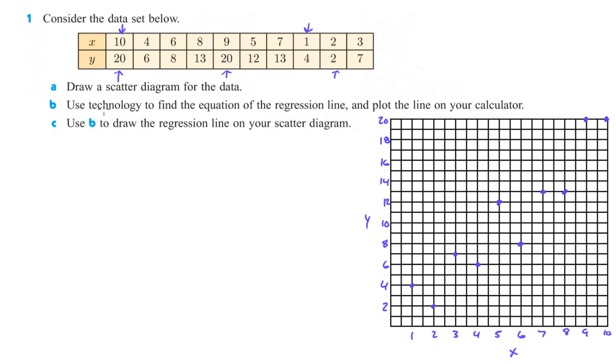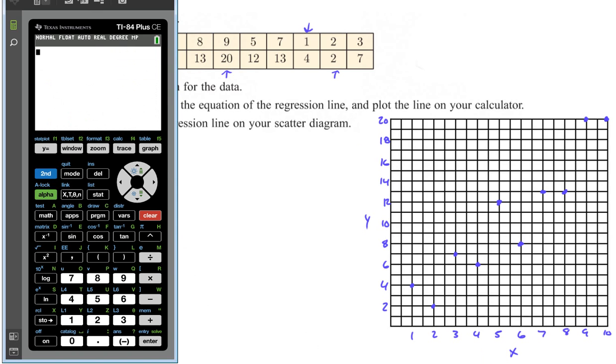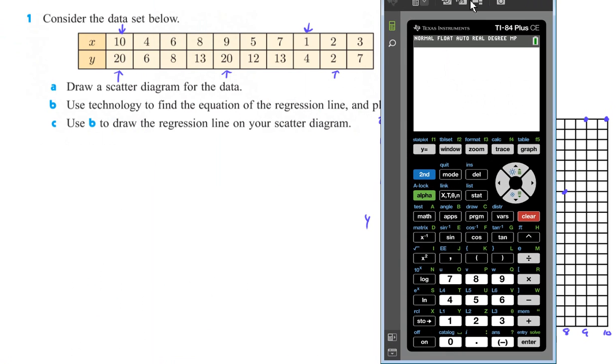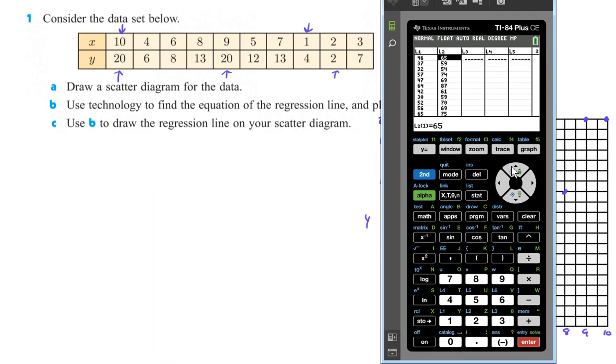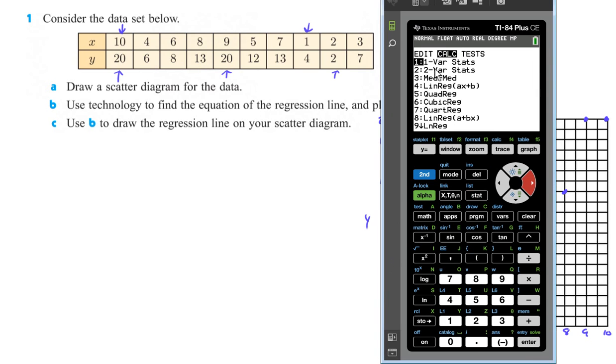Now what we want to do is it says use technology to find the equation of the regression line. Plot the line on your calculator. So to do that, we are going to want to pull up our graphing calculator, stat, and we're going to edit. And we're most likely going to already have data in there, so you've got to clear the data out. And then we're going to put all this into our list 1 and all of this into list 2. Okay, once we have all of our data in here, now we can hit stat and we are going to calculate. And we want the regression line, so we want to do our linear regression, which is number 4.